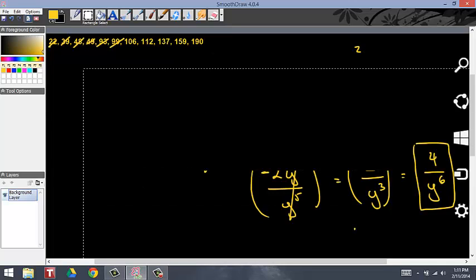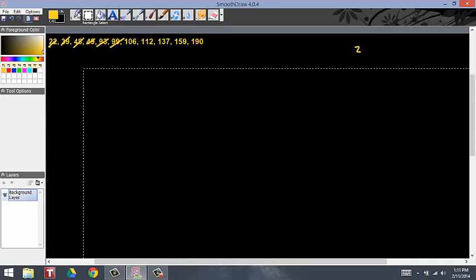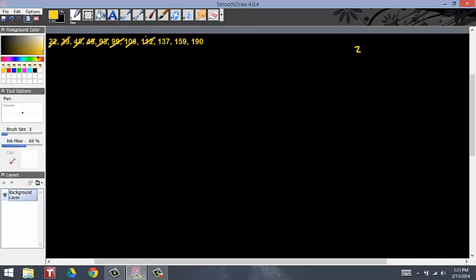All right, next one here. 112. Two x to the 0 all over 3x minus 1 squared. What's anything to the 0 power? 1. So that's gone. That's the easy part.